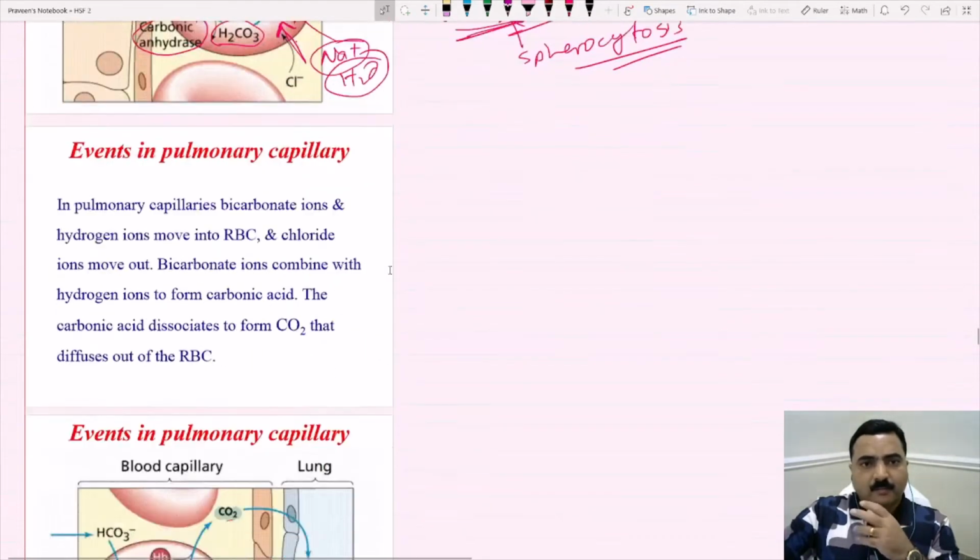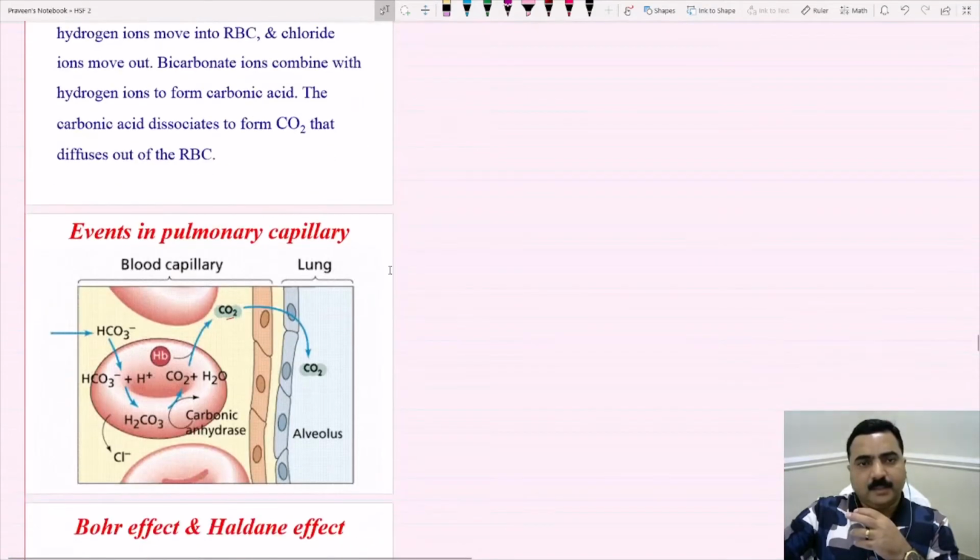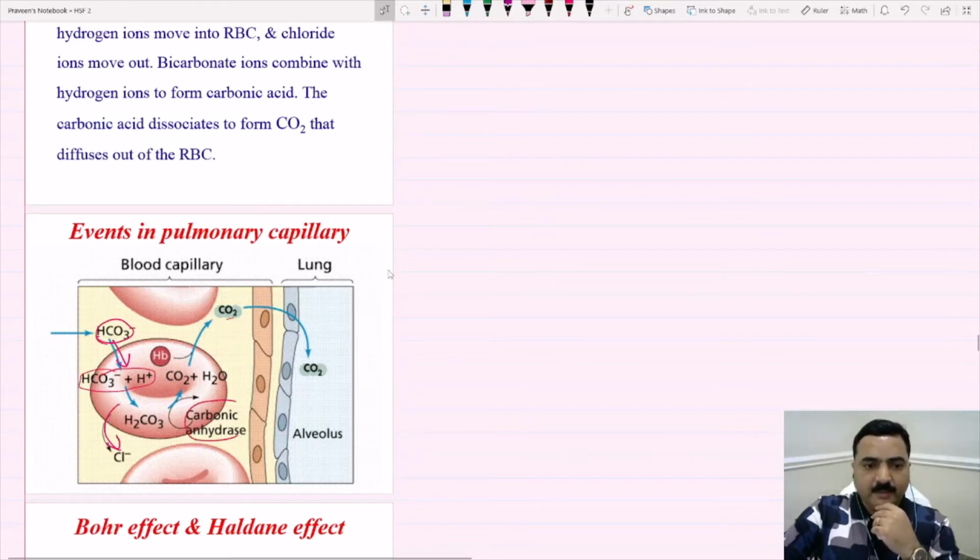Now what happens oppositely when the blood reaches the lung? The bicarbonate comes in, and the chloride goes out. The bicarbonate will react with the hydrogen ion again in the presence of carbonic anhydrase, causing the conversion of H2CO3 into carbon dioxide and water. The carbon dioxide from here and also from the hemoglobin is released. This happens when the oxygen comes in.